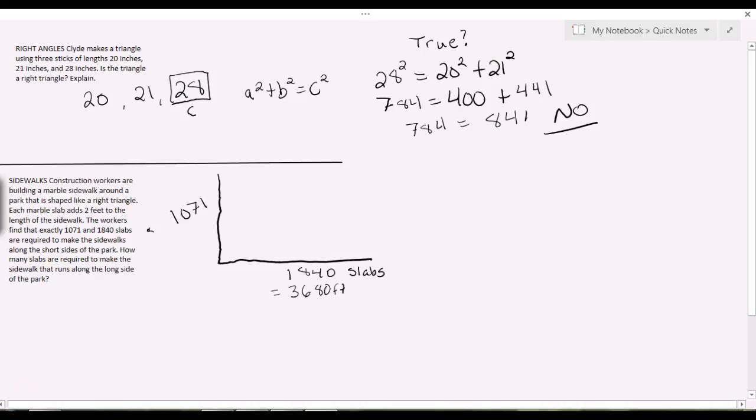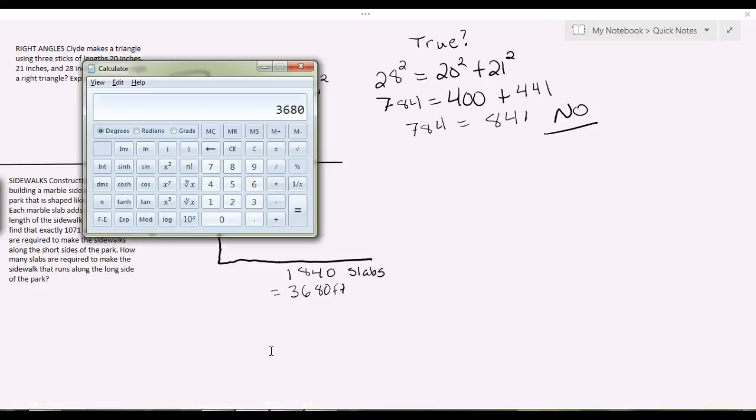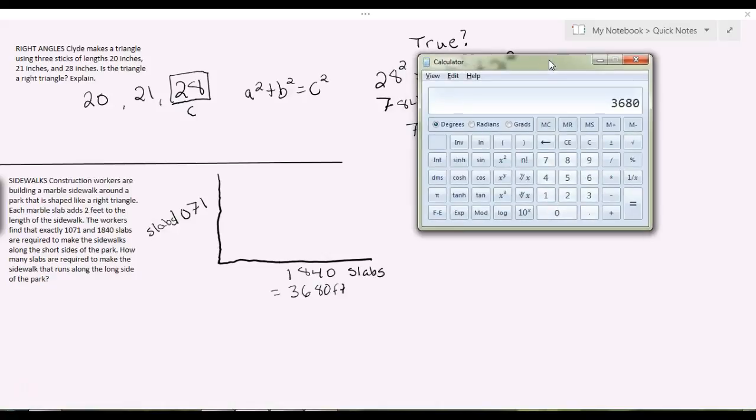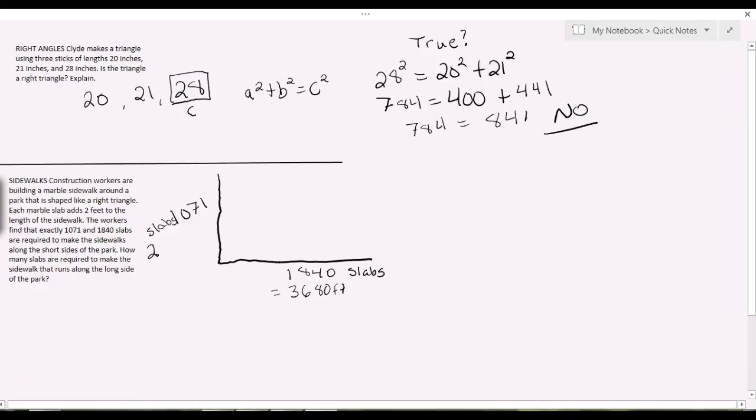Now my other side is 1,071 slabs. So I'm going to multiply that by 2. 1,071 times 2 equals 2,142 feet. I'll go ahead and write that down. 2,142 feet.